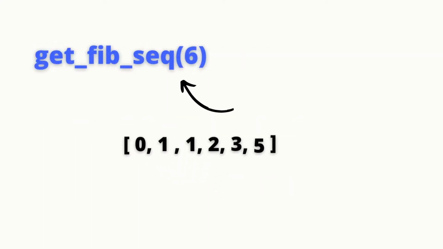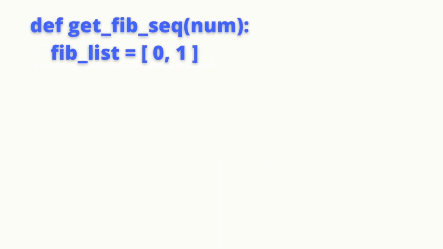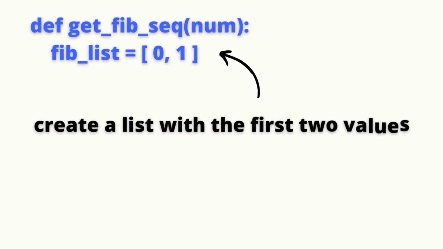A function which can generate the Fibonacci sequence, if passed the argument 6, should return the following 6 values in a list. The function will be defined as follows, with the parameter num. Initially we create the list with just the first two values of the Fibonacci sequence.